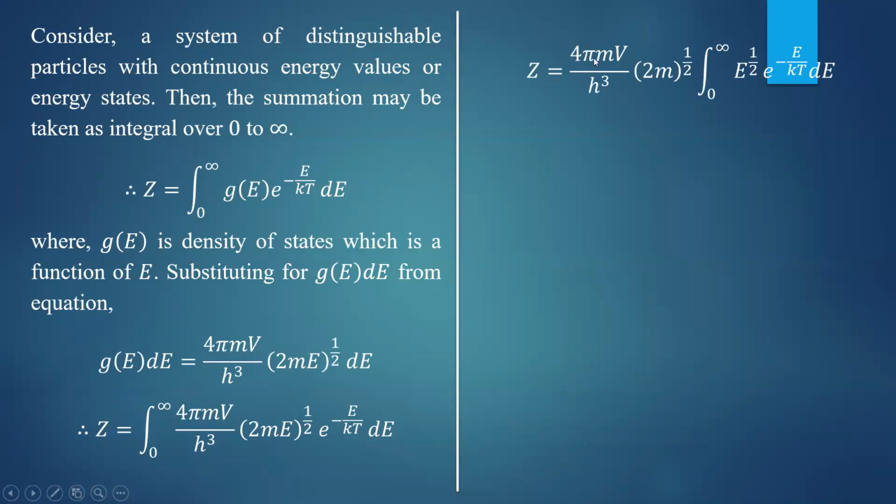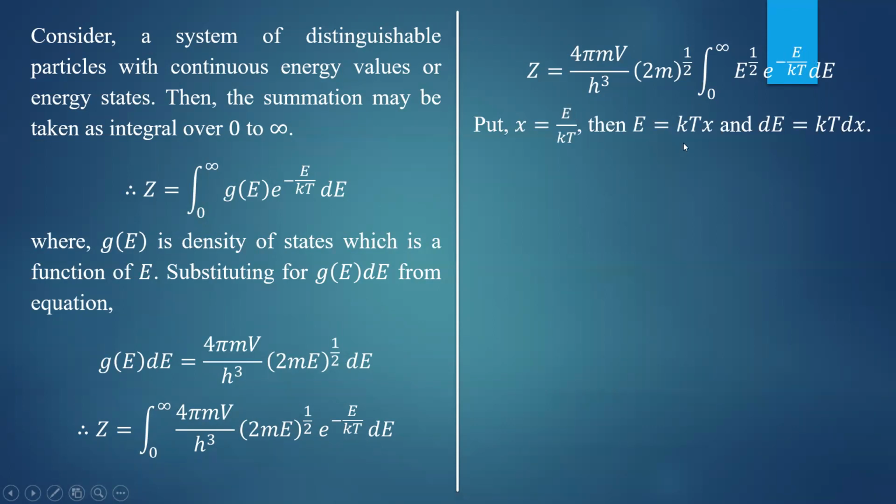So Z will be equal to 4 pi mv divided by h cube into 2m to the power half, and inside the integration you will get e to the power half into e to the power minus e by kt, exponential minus e by kt, with respect to e. We have to integrate. And just try to express this e by kt as x. I will substitute x equal to e by kt. For the simplification of this integral, we will do the substitution x equal to e by kt.